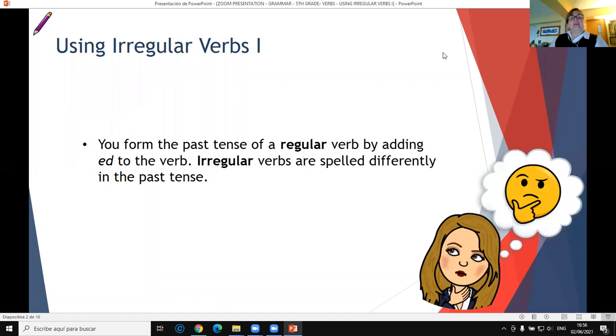You form the past tense of a regular verb by adding -ed at the end. But irregular verbs are called that because in their past tense, they have a different spelling of the verb, okay? So we need to learn them by memory or by heart, as we say, because we don't have special rules for them. So we need to memorize them. And to memorize them, the best way is to practice.